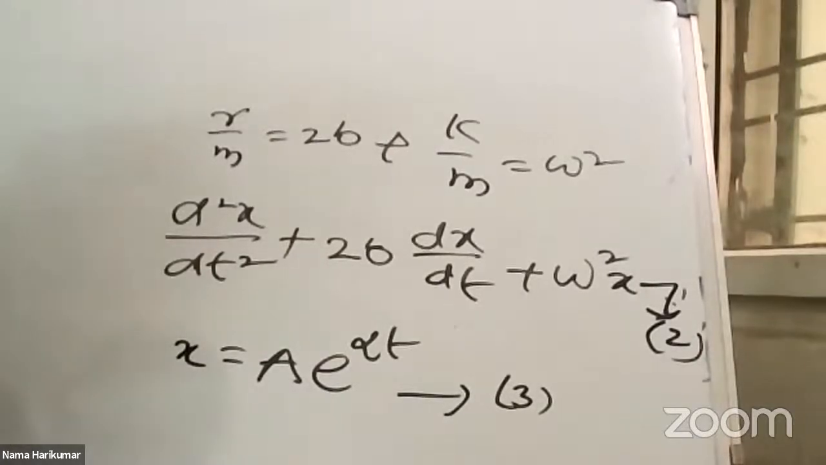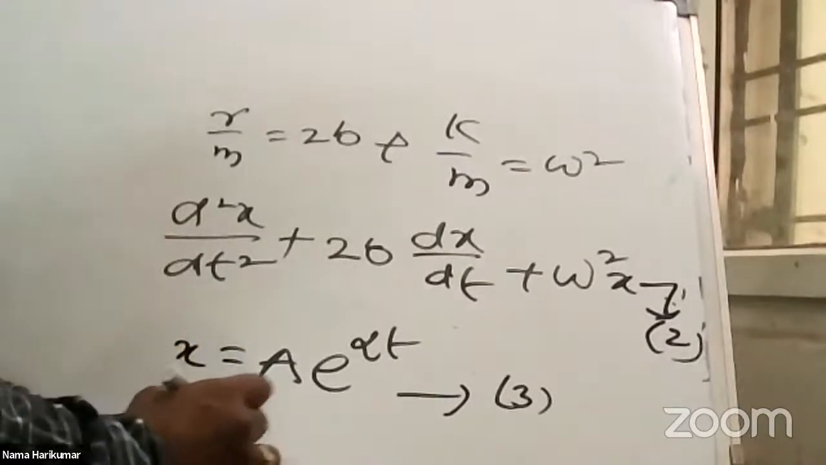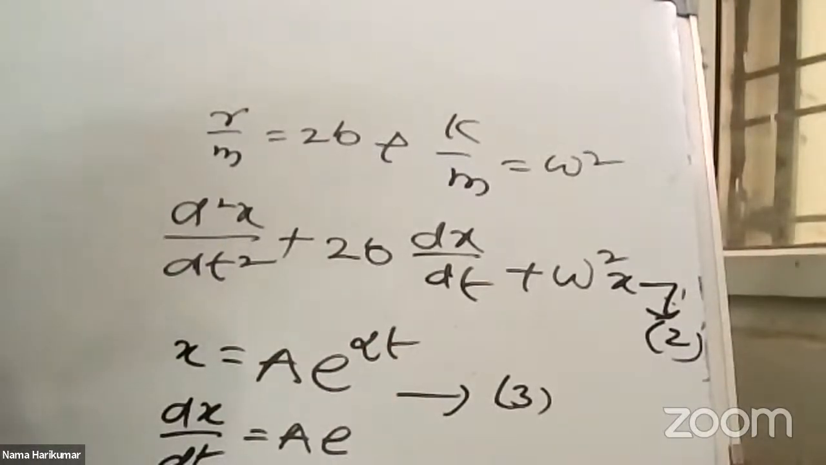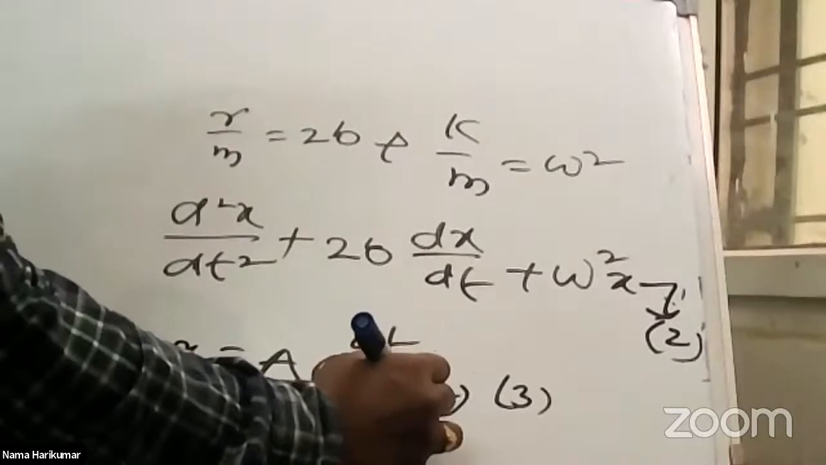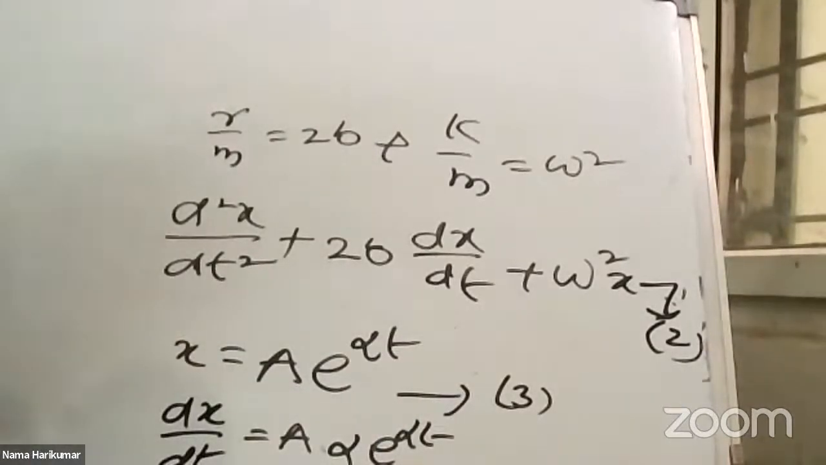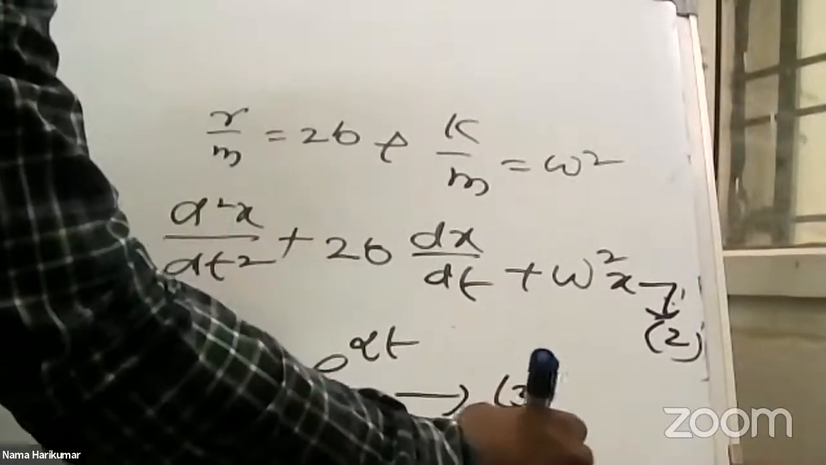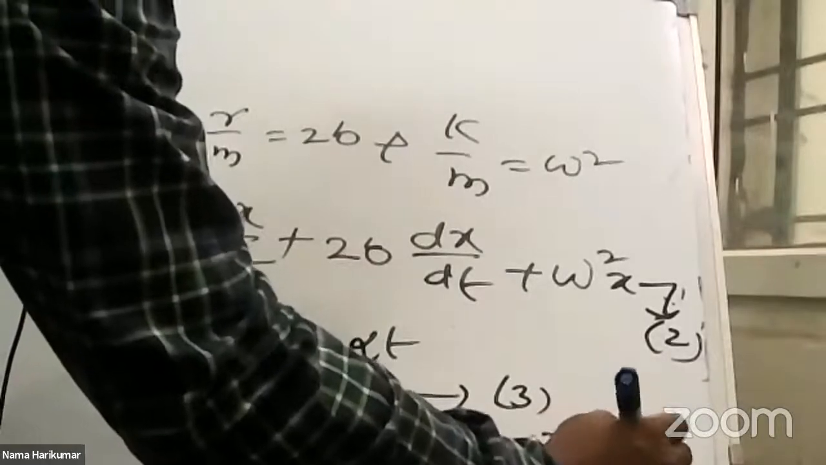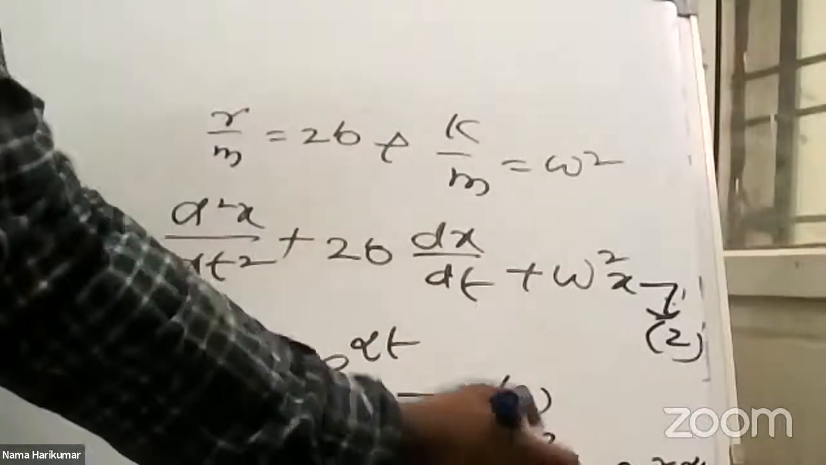So the assumed equation is x equal to a e to the power of alpha t. Next, dx by dt equals a alpha e to the power of alpha t. This is a first order equation. Then d square x by dt square is a alpha square e to the power of alpha t. It comes in the second order formation, as in the second equation.